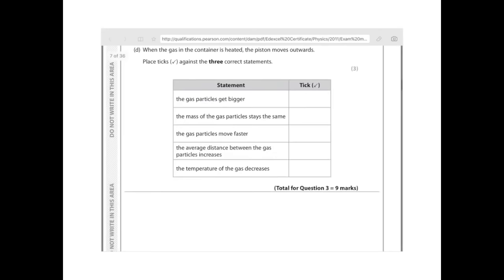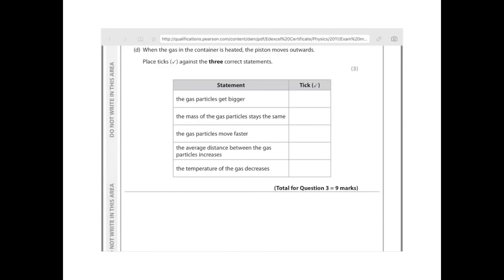State what would happen to the pressure if you push the piston into the container without changing the temperature. Well, you've got a smaller volume, so therefore the pressure would increase. When the gas in the container is heated, the piston moves outwards. Place ticks against the 3 correct statements. The gas particles get bigger. No, that's not true. The mass of gas particles stays the same.